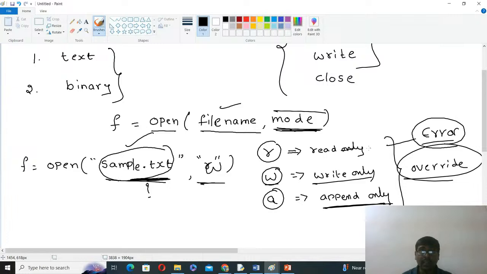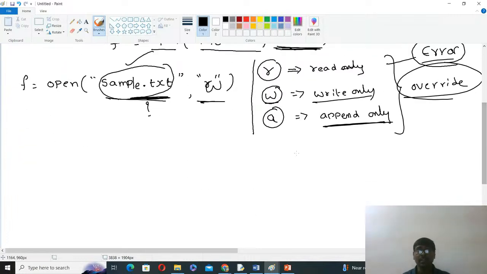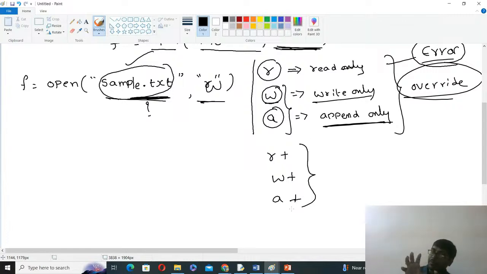Now you got the differences among R, W, A. Along with these, three more modes are there: R plus, W plus, A plus. Observe the difference between R, W, A. In R, if the file is not available, from which one are you reading? In writing and appending, we are writing. That is the reason that if it is not available, we create it. R plus, W plus, A plus: in these three, we perform both read operation and write operation. The remaining concept is the same.